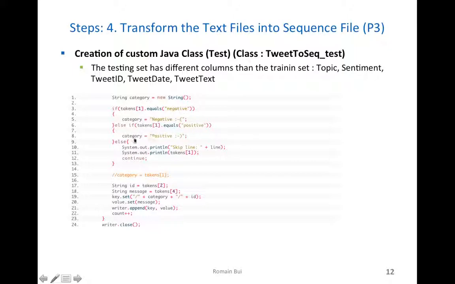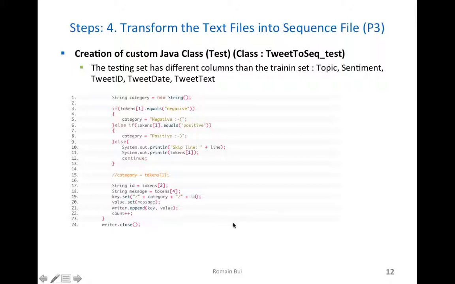And then the same for positive, and if there's any other categories, and there are neutral, irrelevant, and some others, you don't want to take those lines because your training set can only identify negative and positive. So you discard those lines and you can just show skip line. Okay, and then the rest is pretty straightforward, as usual. ID, message, you set the key, set the value, add the key value to the writer, increase the count, close the writer. And that's it, you know.